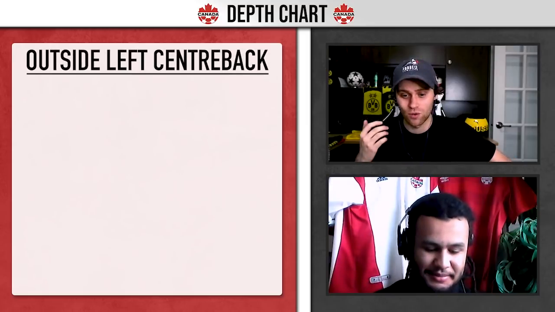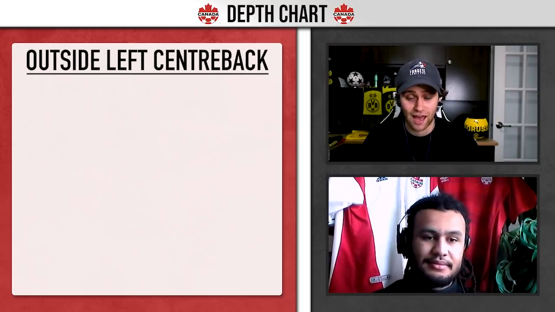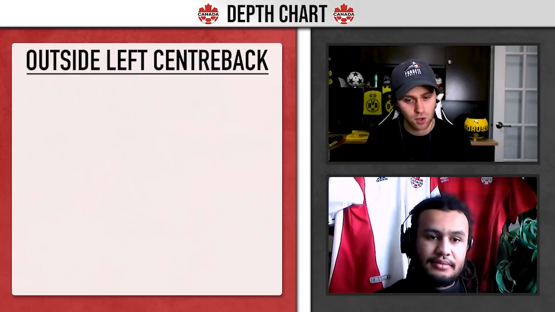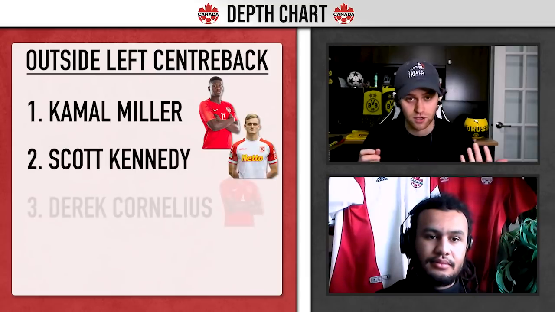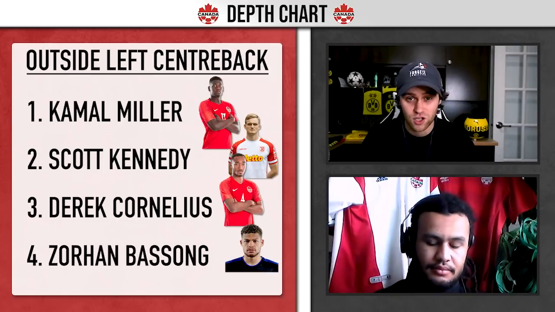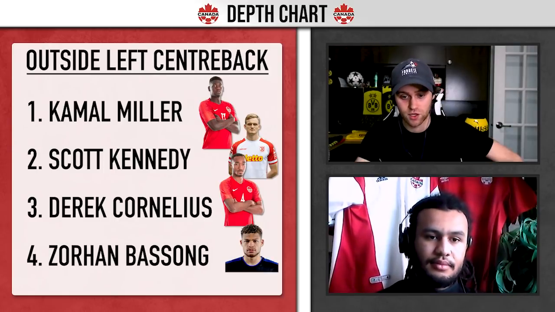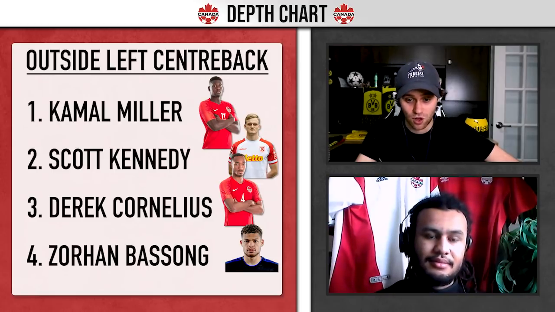We've known the lefties in this group have been pretty decent for that side. It's a position that I think Kamal Miller's kind of taken on his own. And in our depth chart right now, we have Miller leading the way with Kennedy, Cornelius, and Bassong as well. So those are four pretty good names, and two of them playing in Europe, but Kamal Miller, in my opinion, could definitely play in Europe. So I think there's a lot to say about that.